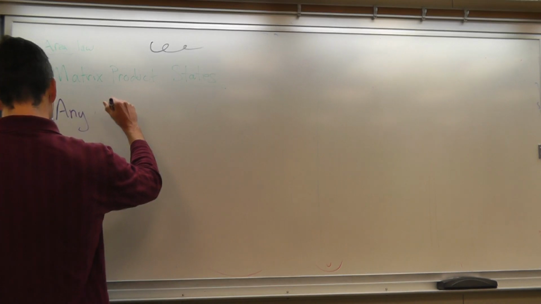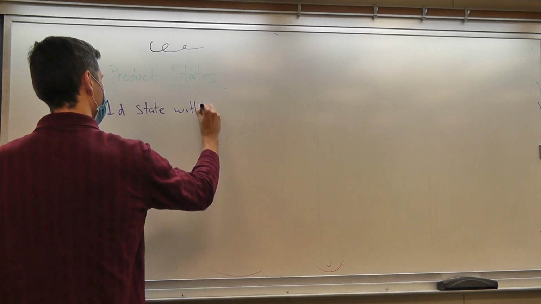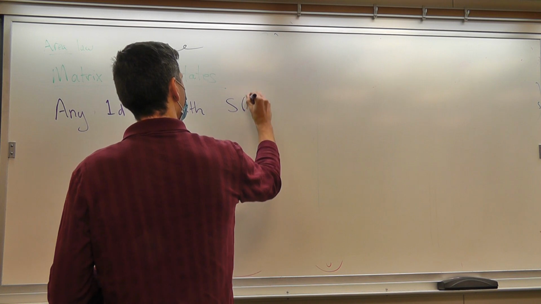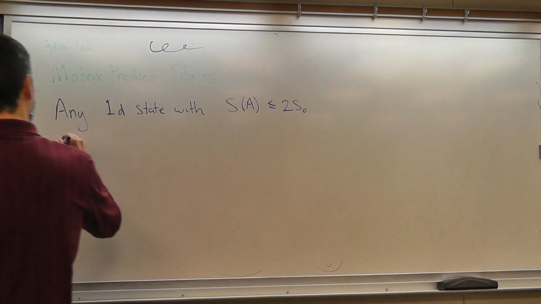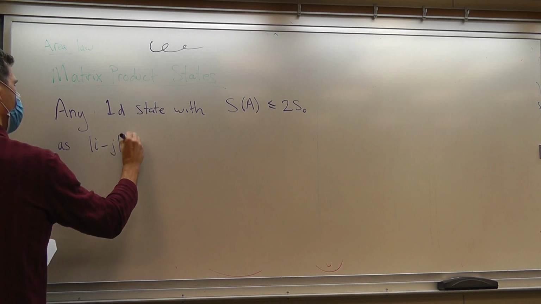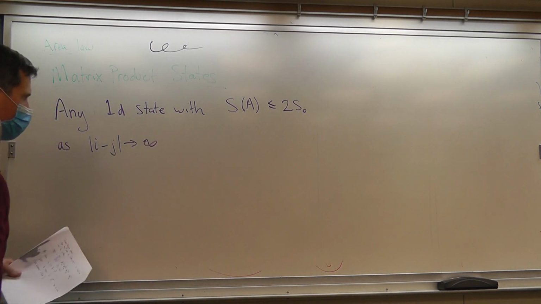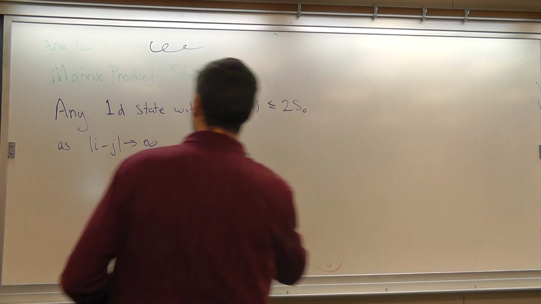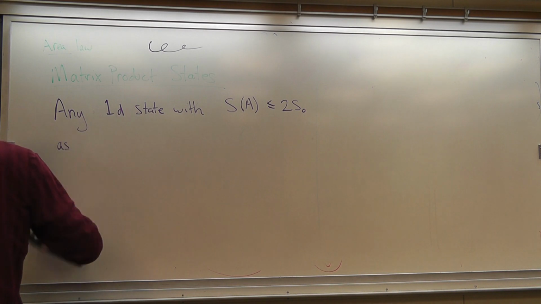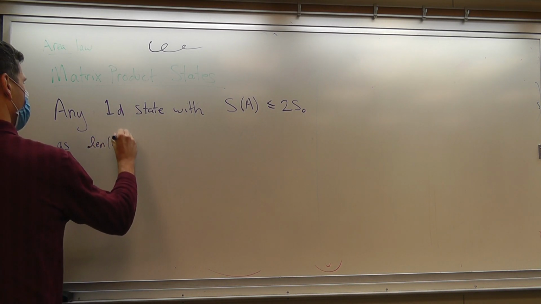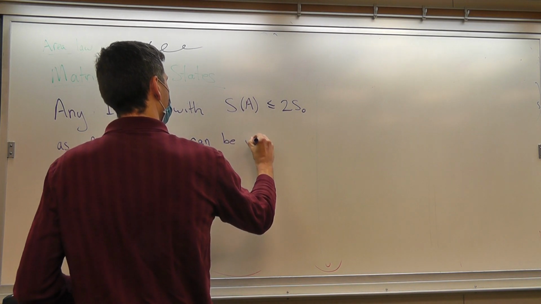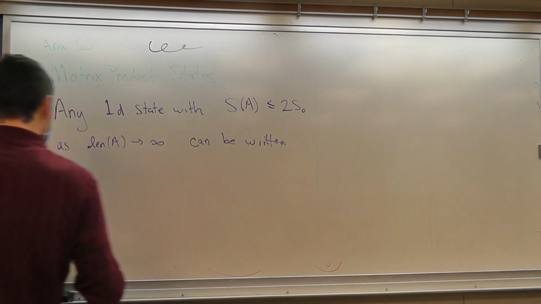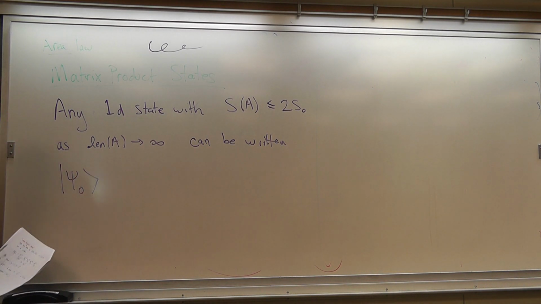So here's the ansatz. The statement is that any 1D state with the entanglement of a region A bounded by 2 S naught, as the length of A goes to infinity, can be written in the matrix product form.